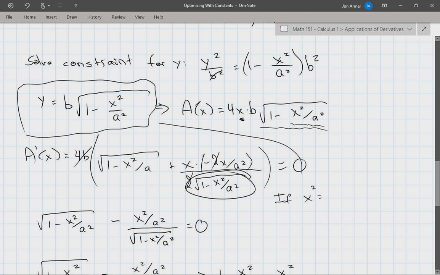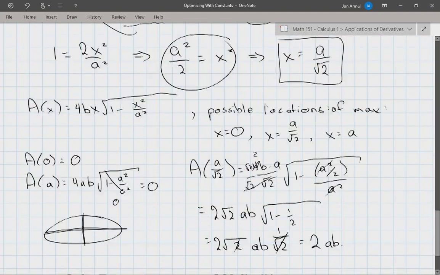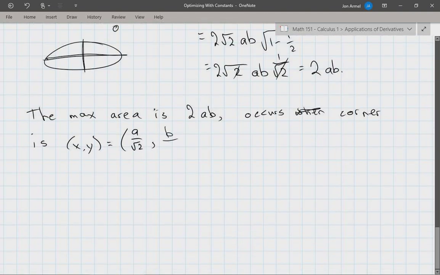Let's say if x squared equals a squared over 2, then y is going to be b times the square root of 1 minus, the a squareds are going to cancel, just like before, so 1 minus a half. So that is b times the square root of a half, which is b over root 2. So y is b over root 2, x is a over root 2. Hey, it's even got some symmetry like it should. Okay, so wonderful. I guess we could have found that first and then just multiplied x times y to get the area. But it's the same way either way, right?